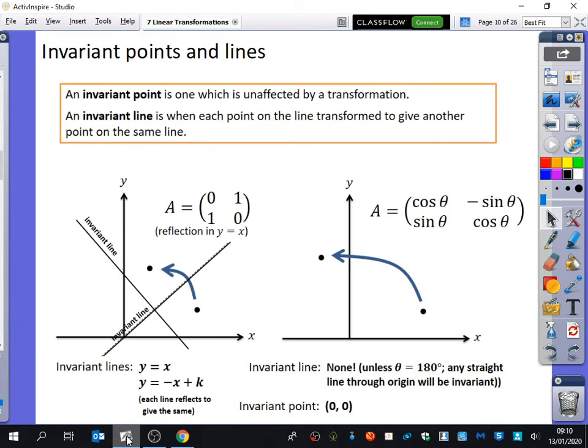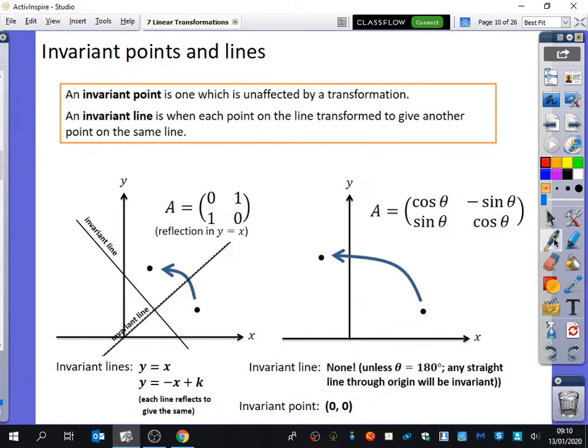So invariant points and lines are to do with matrix transformations and linear transformations. And they don't come up very much in the textbook. So unfortunately, if you're trying to look for practice, the best place to find it will be from the slides that I've got here, because I've tried to grab as many of the questions as we can. They will probably be scattered throughout the rest of the booklet as well.